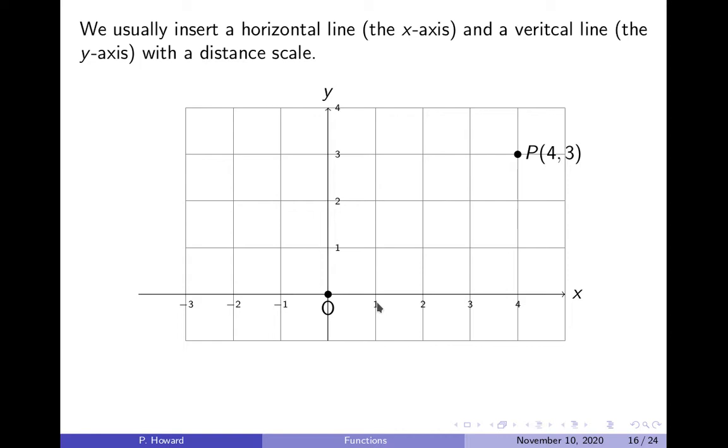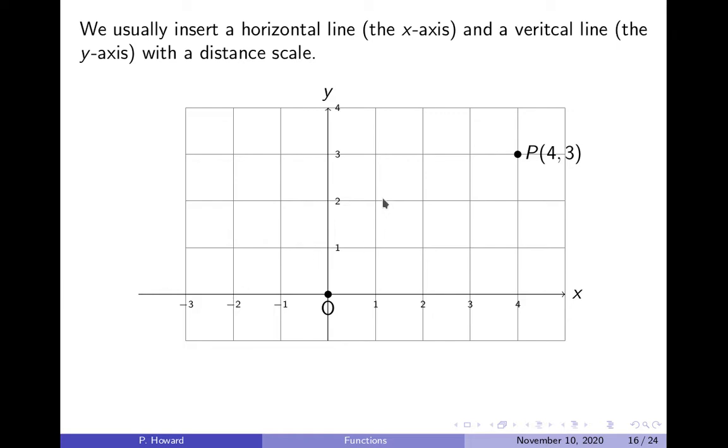So here is the point on the x-axis, 1 unit to the right of the origin. Here's the point on the x-axis, 2 units to the right, and so on. The point labeled -1 is the point on the x-axis, 1 unit left. -2 is 2 units left on the x-axis, and so on.